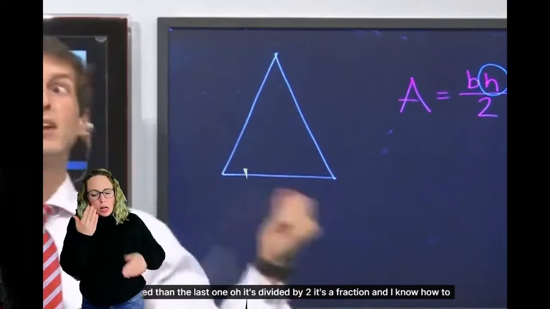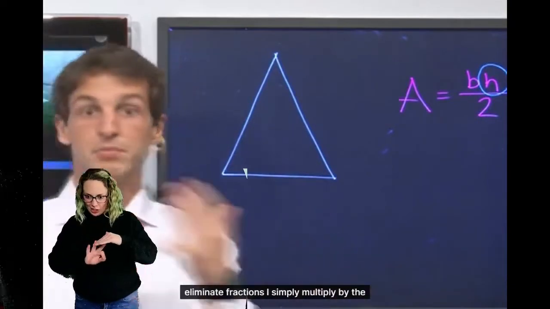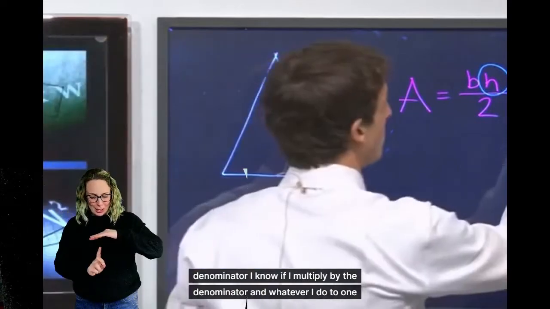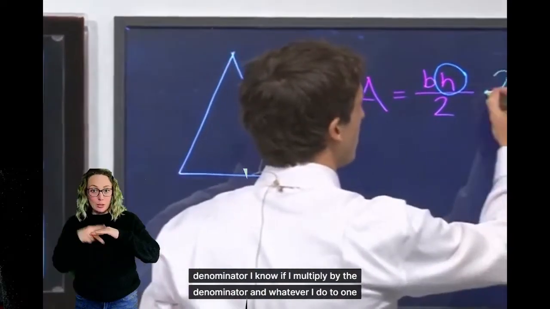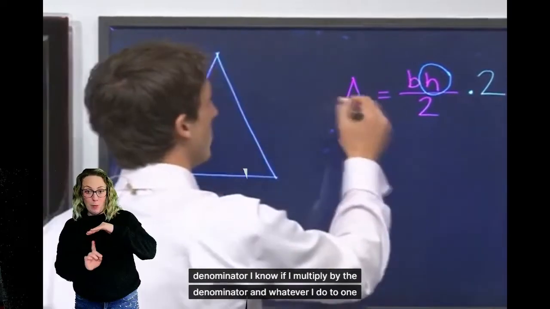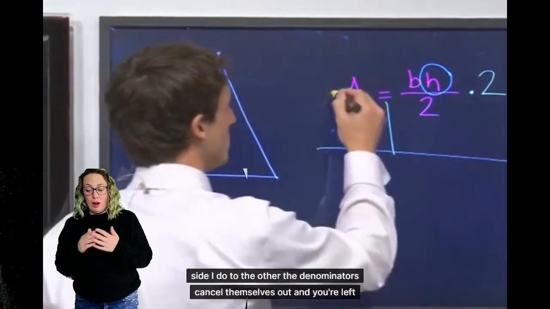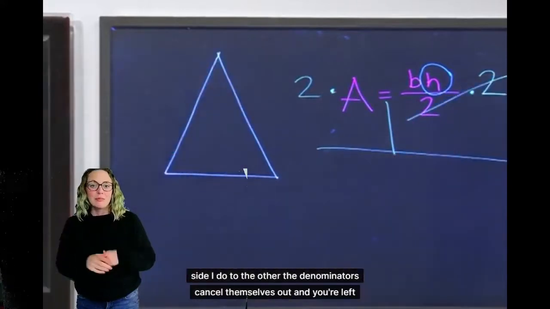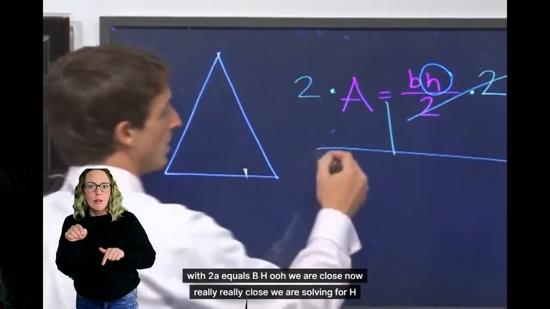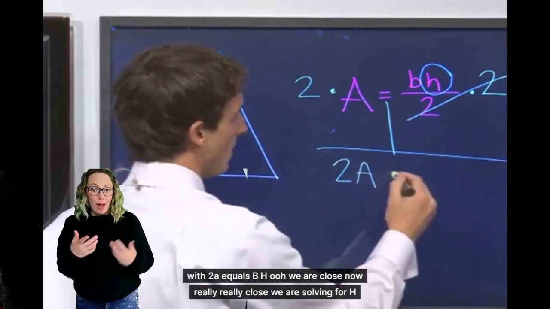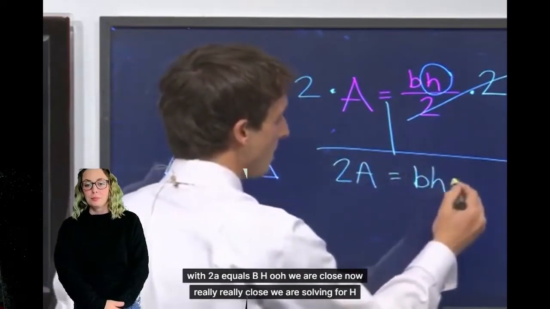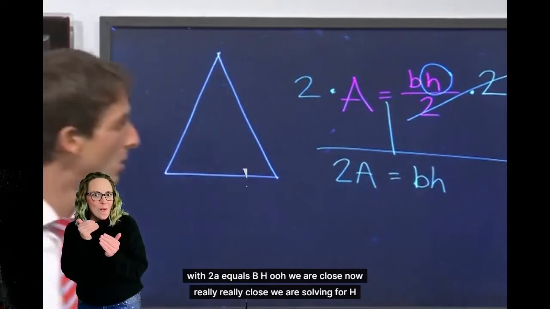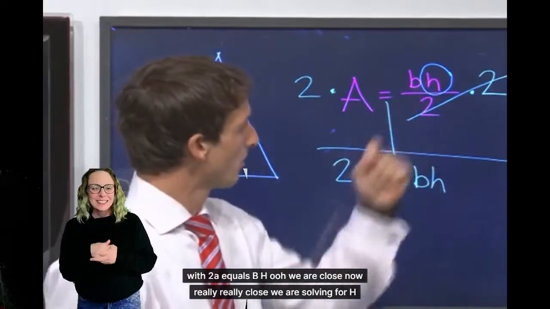It's a fraction. And I know how to eliminate fractions. I simply multiply by the denominator. I know if I multiply by the denominator, and whatever I do to one side, I do to the other, the denominators cancel themselves out. And you're left with 2a equals bh. Ooh, we are close now. Really, really close. We are solving for h.